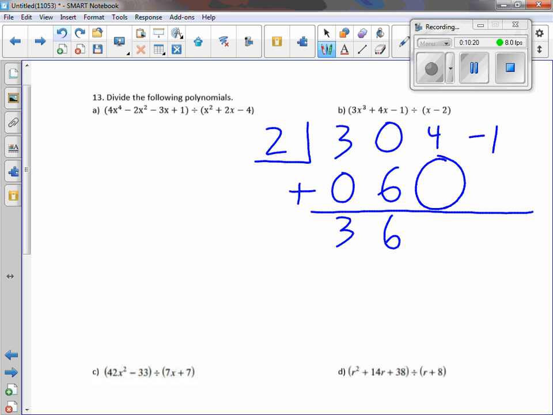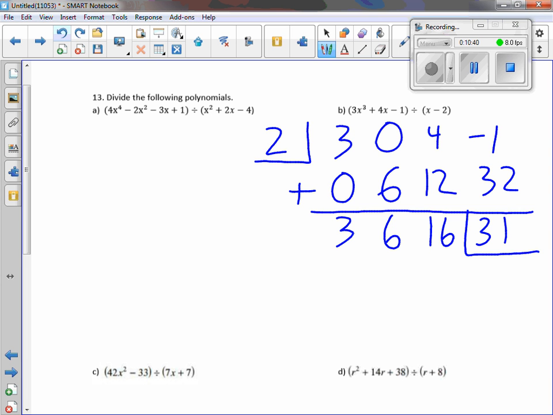Again, to figure out what to put under that 4, we multiply that 2 times 6. When we multiply it, we get 12. Again, we add, so that's 16. 2 times 16 is 32. Negative 1 plus 32 is 31. And we're always going to put a bracket around the last one. Why? Because that is ultimately our remainder.